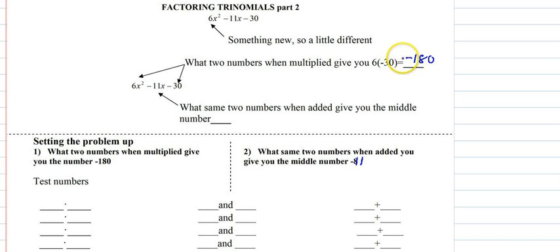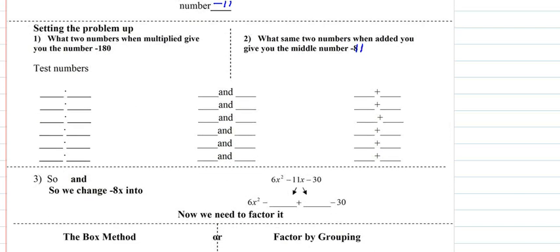And so now we can ask the same question we did when we had no number in front. What two numbers when multiplied give you this product? And then what same two numbers when added give you the middle number? And our middle number is negative 11. Alright, so we start it the same way by listing all the factors of negative 180.